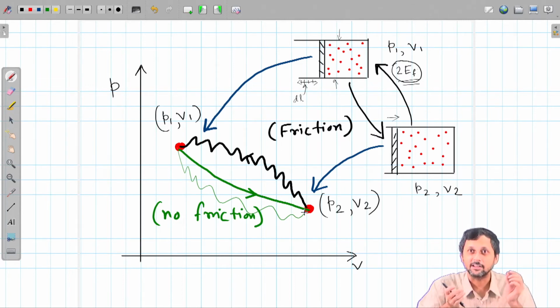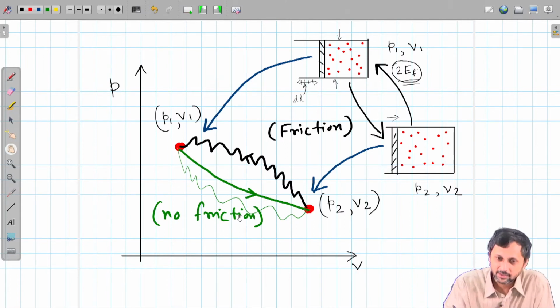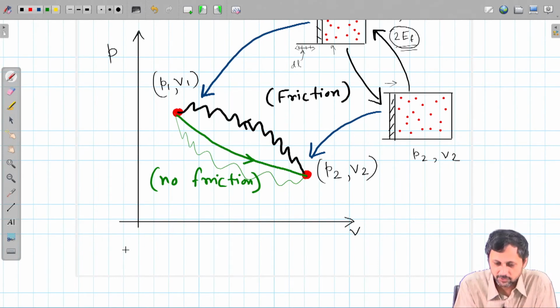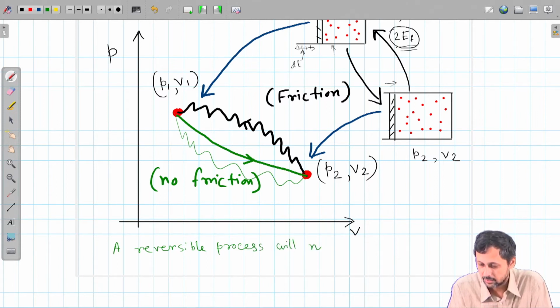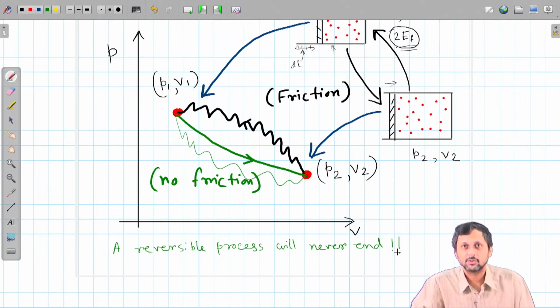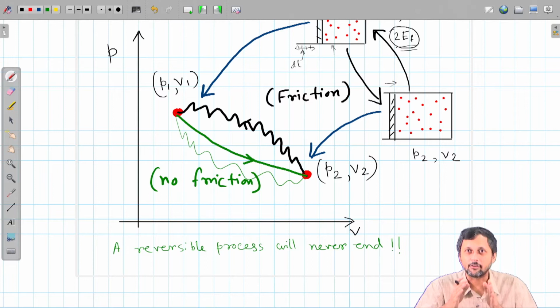And as I have already said, an infinitesimal displacement is smaller than what you can think of. So, what I mean to say is, an ideal reversible process will never end. Why? Because the displacement is smaller than you can think of, the time the piston will take to make any finite countable displacement is infinity. So, a reversible ideal process will never end.